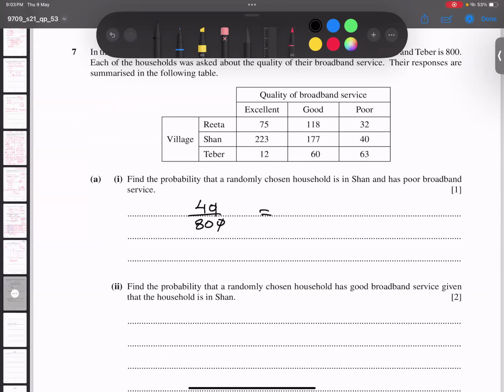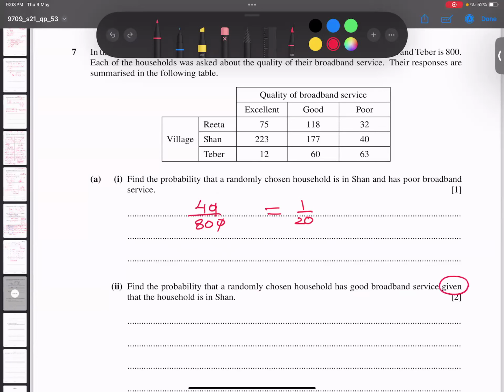0 cancel. Okay, so it means it's becoming 1/20.